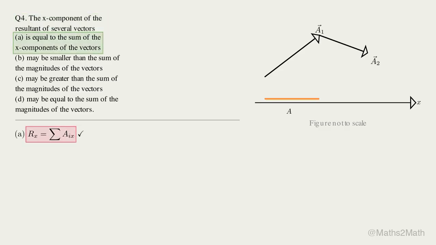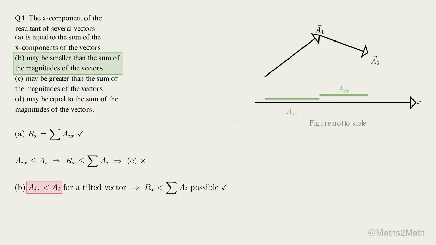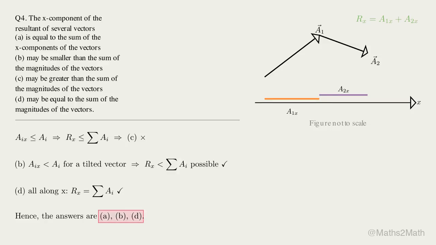Vector addition is component-wise, so option A is simply the definition. Correct. Each x component is at most its vector's magnitude, so the sum of components never exceeds the sum of magnitudes. Option C is impossible. A tilted vector's component is less than its magnitude, so the resultant's x component can be smaller than the sum of the magnitudes. Equality happens when every vector lies along the x-axis, so option D is also possible. Hence, the answers are options A, B, and D.